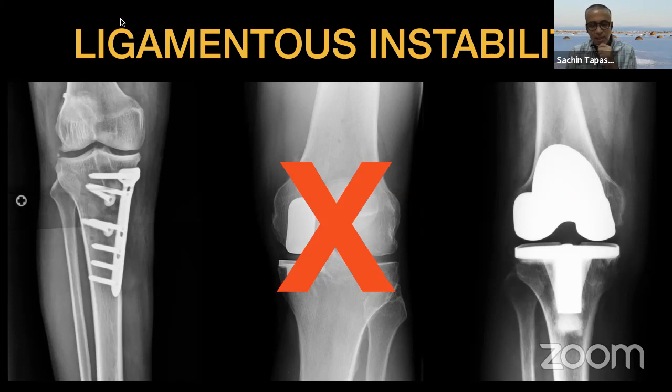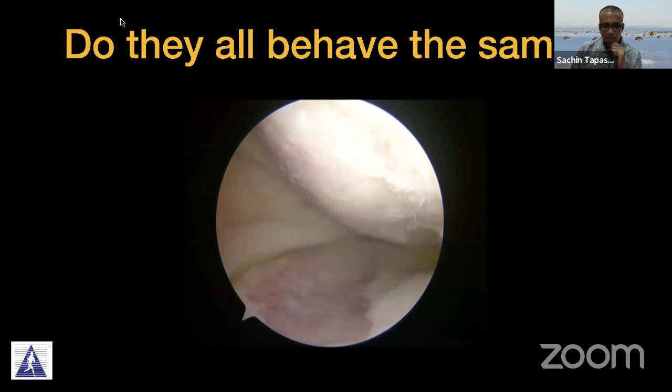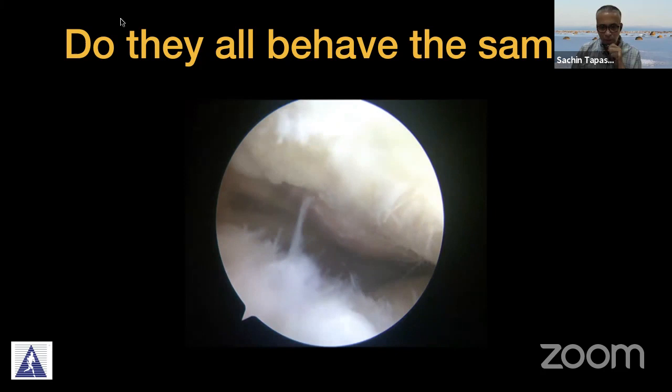So whenever you have ligamentous laxity, then depending upon the severity, you either have to choose between an osteotomy or a total knee replacement. But do these ligament laxities behave the same? Here you see an arthroscopic view of someone who's got anteromedial osteoarthritis.